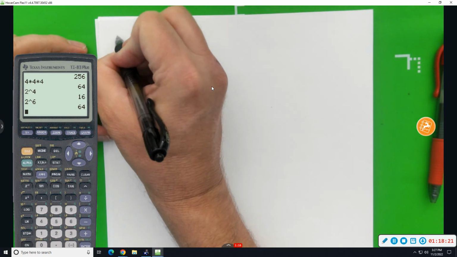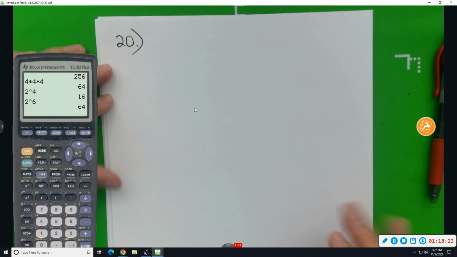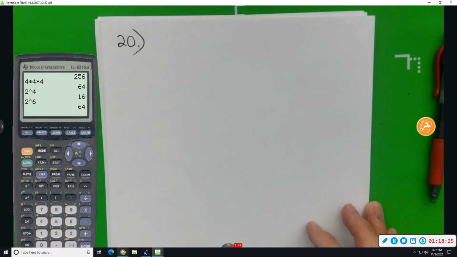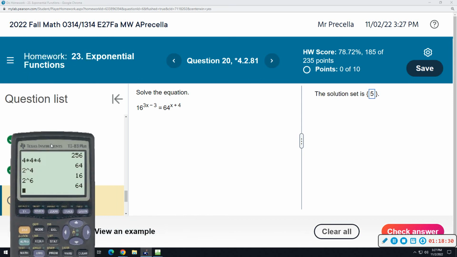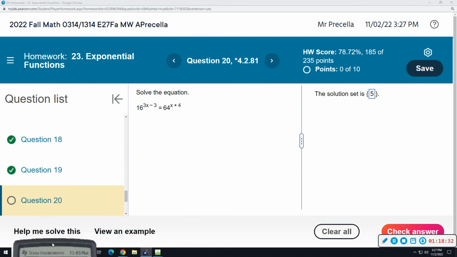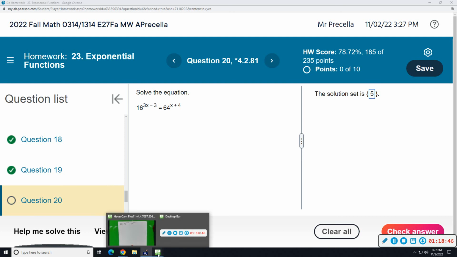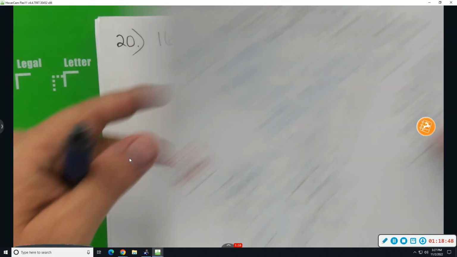Let me pull the problem up. Here it is. It's 16 to the 3x minus 3 is equal to 64 to the x plus, it's x plus 4, isn't it? X plus 4, not 3. And so we already said, switch it over. Okay, so this is really number 20.